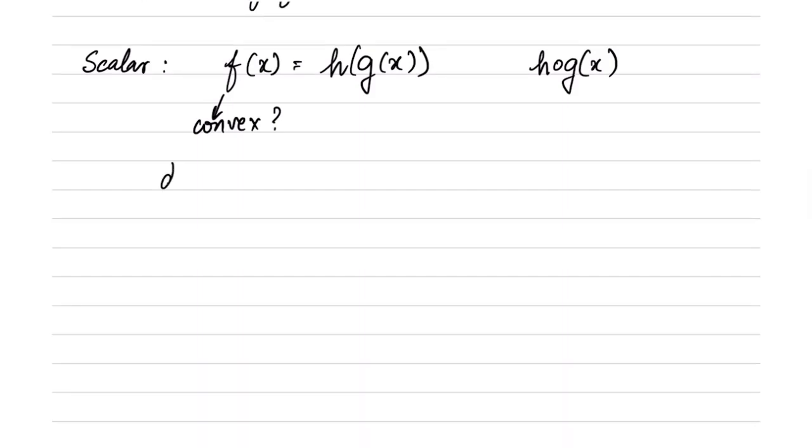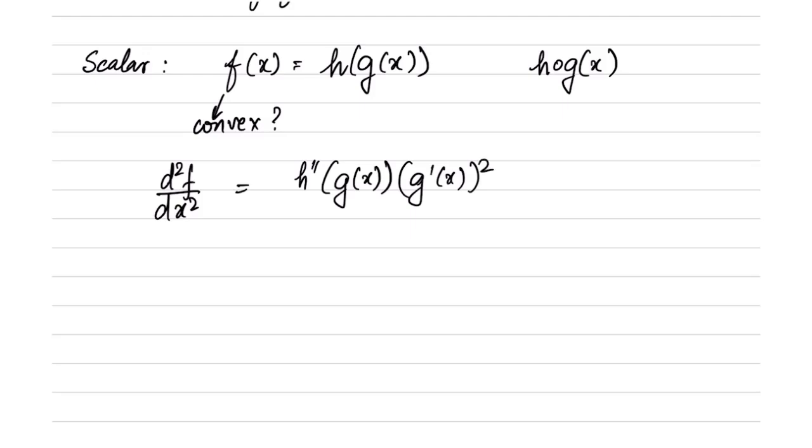Let's take the second derivative of f. So we use the second order property. The second derivative of f is given by, let's apply the chain rule twice: h double prime of g of x times g prime of x squared, where g prime is the first derivative and double prime is the second derivative, plus g double prime of x times h prime of g of x. So this is a simple application of the chain rule, and this is f double prime of x.